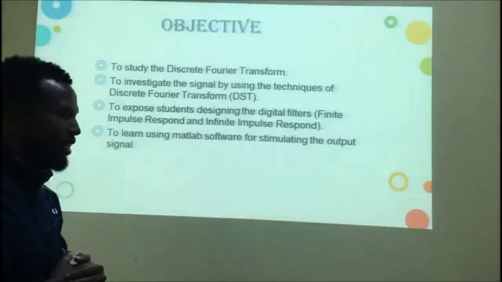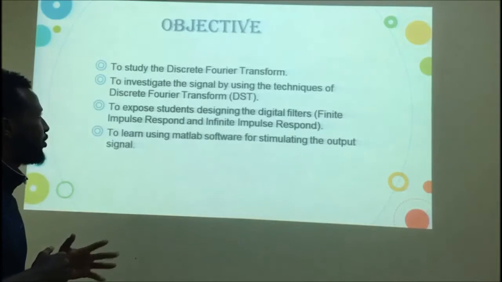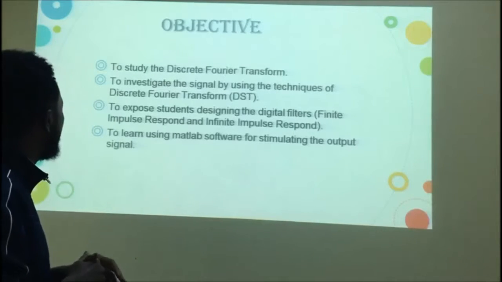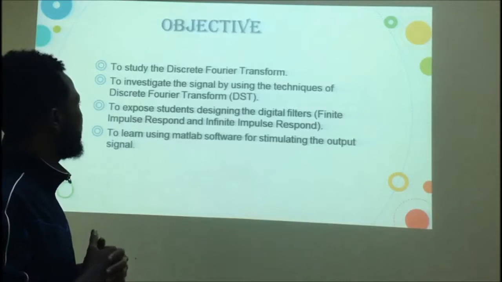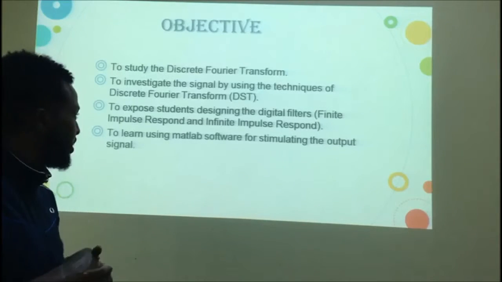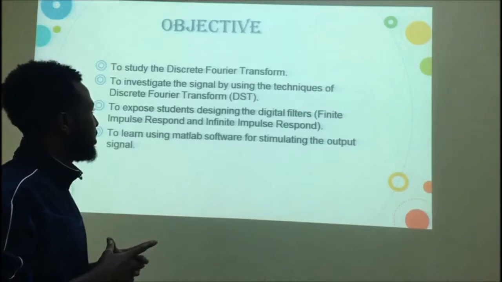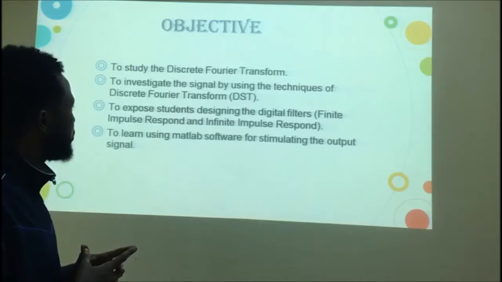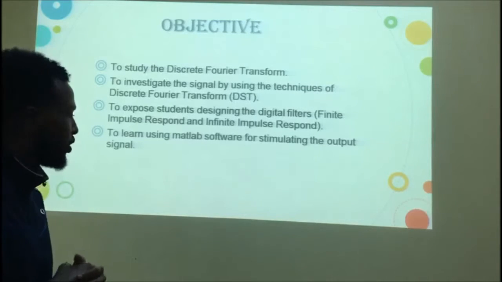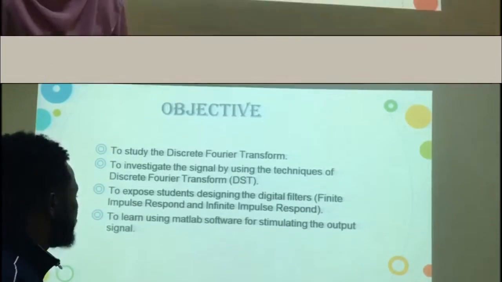And these are the objectives required of the group. To study the discrete Fourier transform would be our first major objective. To investigate the signal by using the techniques of the discrete Fourier transform, DFT. To expose students to designing digital filters, finite impulse response and infinite impulse response as well. To learn using MATLAB software for simulating the output signals.